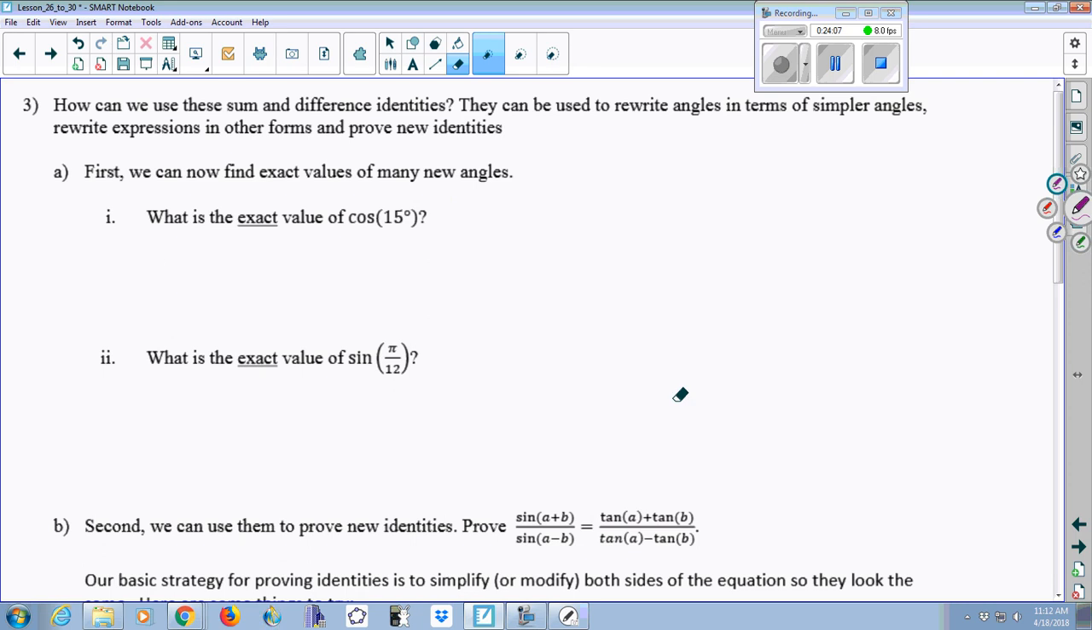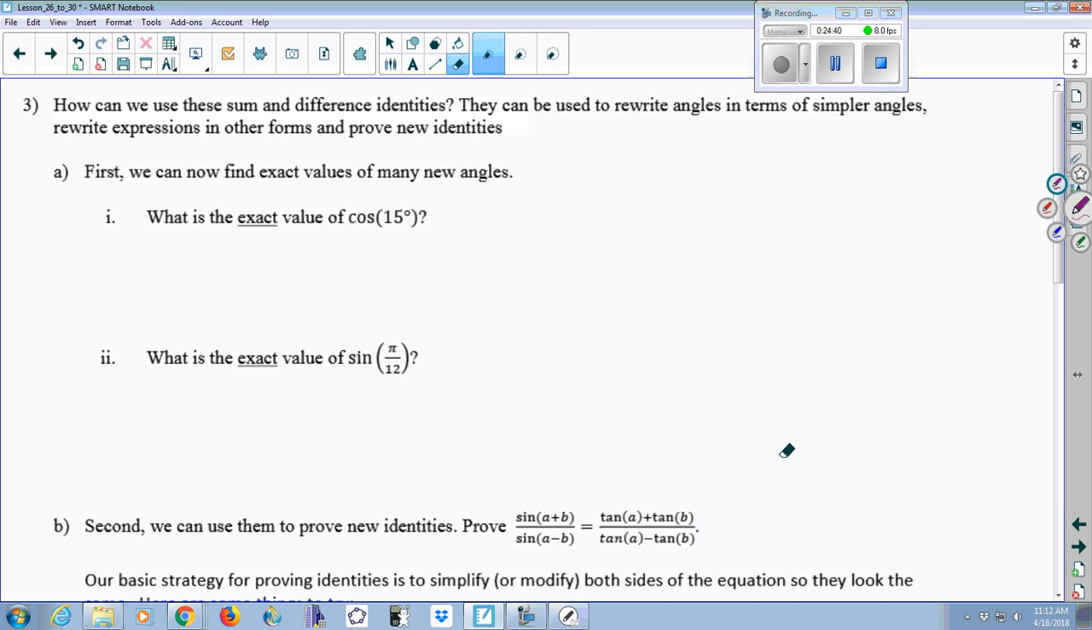All right, so how can we use these sum and difference identities? They can be used for a lot of things. You can rewrite angles and find exact values of angles that are not on our unit circle, where the reference angle is not on our unit circle. We can rewrite expressions. We can simplify expressions we couldn't have simplified before. And we can prove new identities. And what I left out of here is we are also able to solve some equations that we haven't solved before. So let's find some exact values.